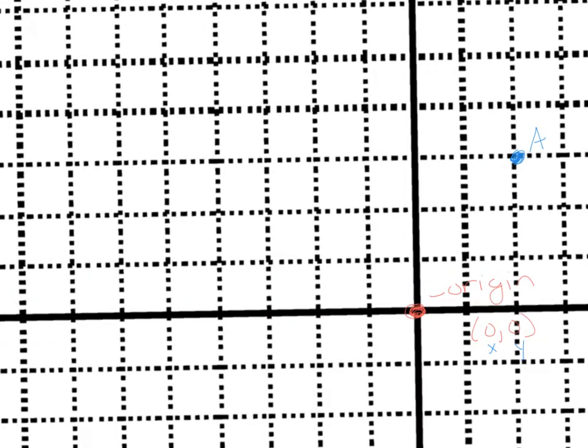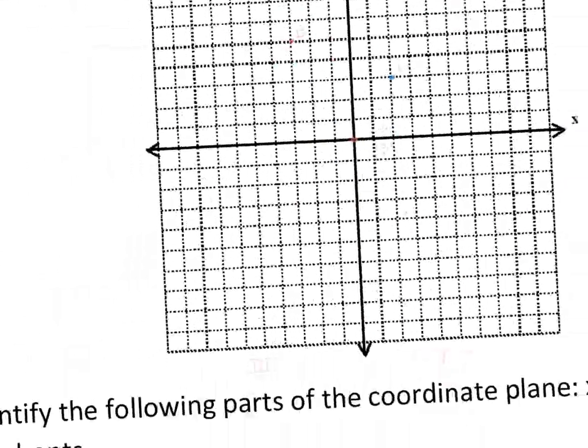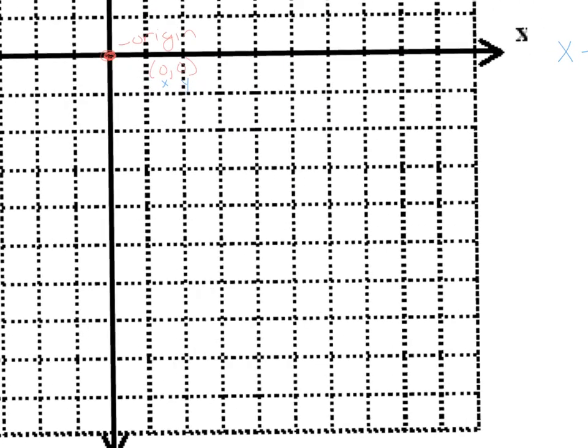So negative 3, 5: 1, 2, 3. You'll go over 3 and then up 1, 2, 3, 4, 5. So right here, we will put B. Okay, the next one, 4, negative 9. We're going to go to the right 4 on your x-axis, and then go down 9. So 1, 2, 3, 4, and then down 1, 2, 3, 4, 5, 6, 7, 8, 9. And so our answer will be right here. This one will be C.